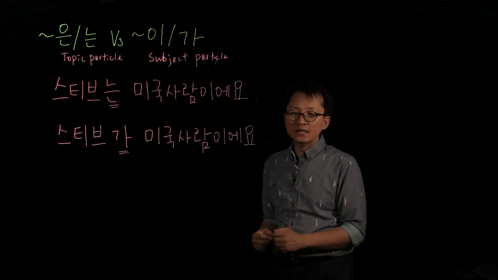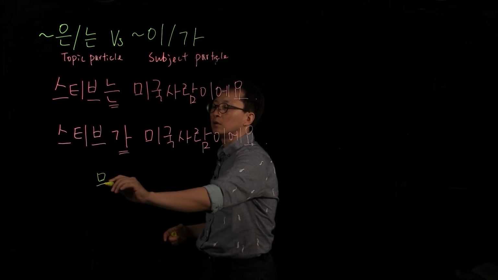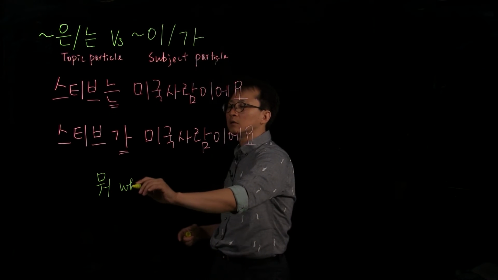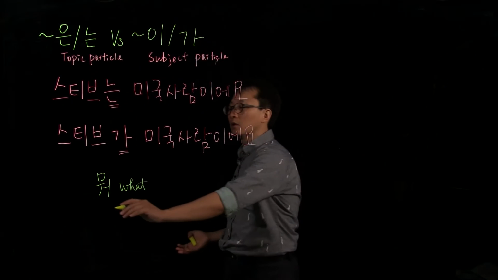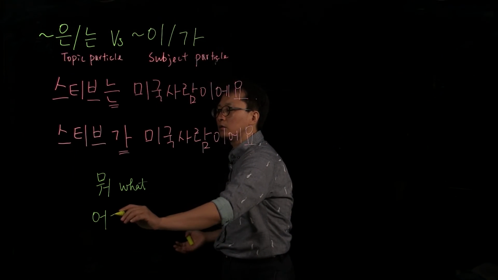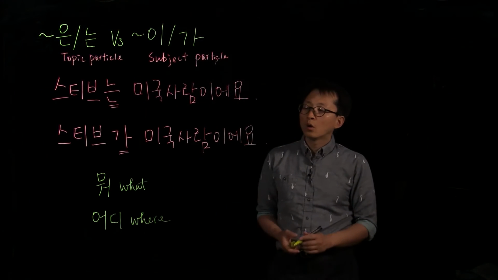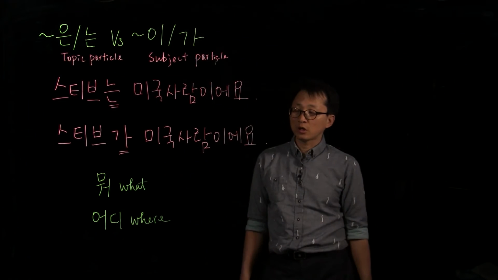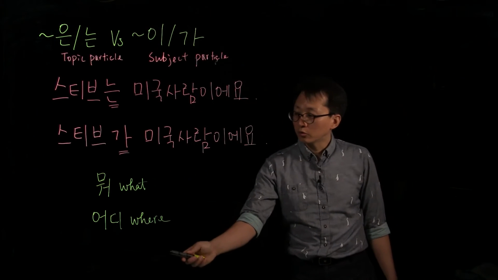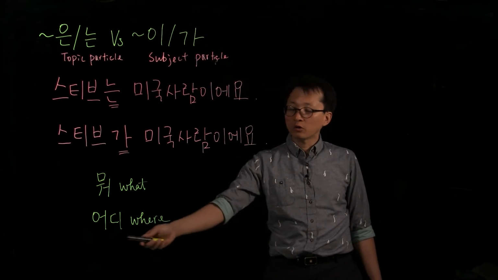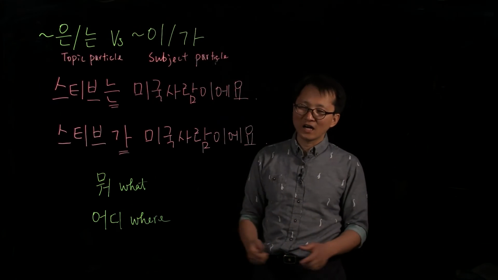Have we learned any WH words, the question words, like 뭐, what, 그렇죠? And place, where, 어디, where. We have more WH words that we will learn later, but let me just talk about these two. When you have 뭐 or 어디 or another question word in a sentence, it is more likely to use 이, 가 in the sentence.